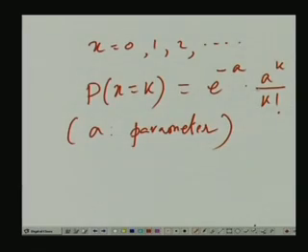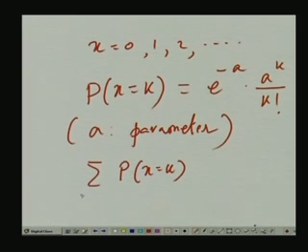Actually, if you just consider this part, a to the power k by factorial k, for various k's, if you take their values and add them, this gives rise to an exponential series. In fact, the sum must be equal to 1, because total probability is 1. Because of this factor, this equality will be satisfied. This we can see easily.